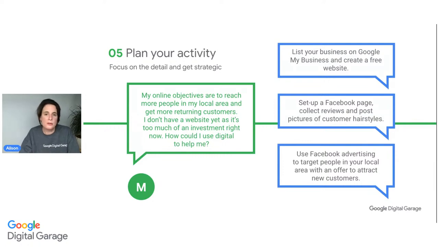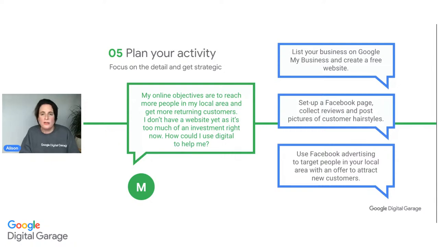Listing your business on Google. It's now called Google Business Profile. It used to be called Google My Business. So listing your business on Google Business Profile is an easy way to get found locally and highly recommended, and create a free website. So Max doesn't have a website yet, but on Google Business Profile, there is actually the option to create a website. It's a simple shop window type website, but it will give you a presence online and it's absolutely free. So this is one way that Max can have that kind of online presence.